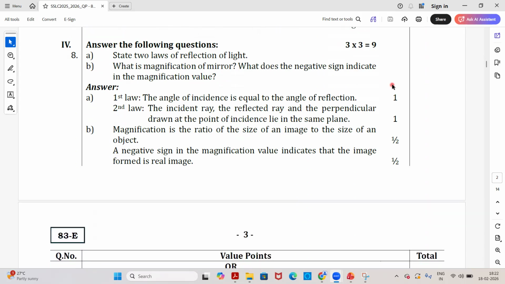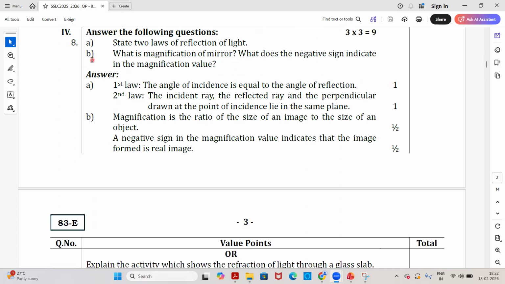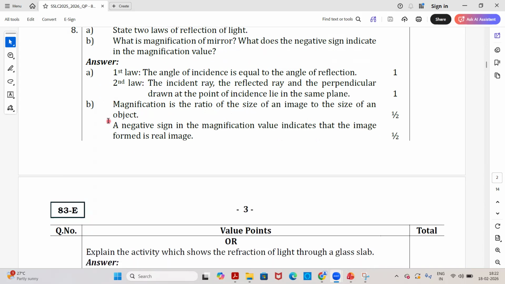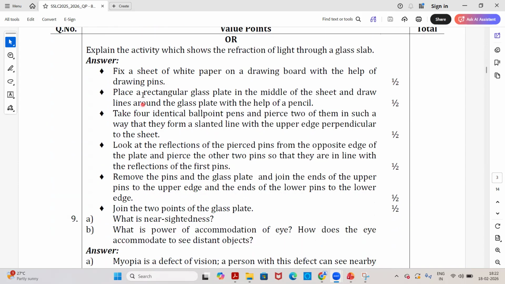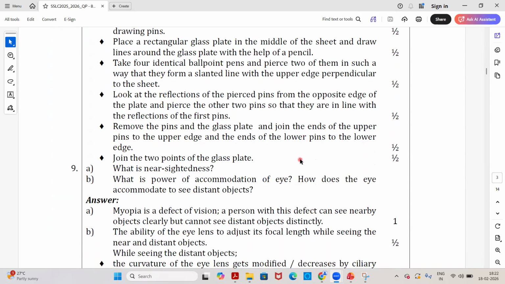Next, we have answer the following questions. Question 8, which has 2 sub-questions, question A and B. State 2 laws of reflection of light. What is the magnification of mirror? What does the negative sign indicate in the magnification value? So answer A and B both are given over here. Then you have an optional question against this. Explain the activity which shows the refraction of light through glass slab. So the answer is given in points here, and each point carries half mark. It's mentioned here. So whichever is easy, you can opt for it and go for it.